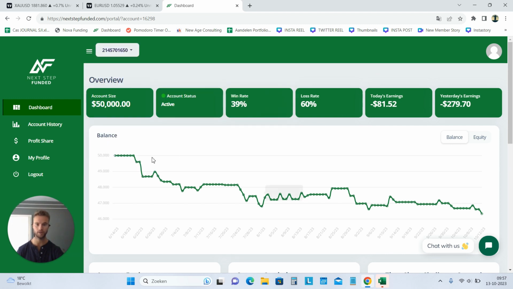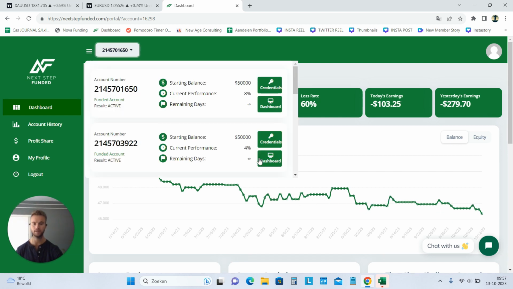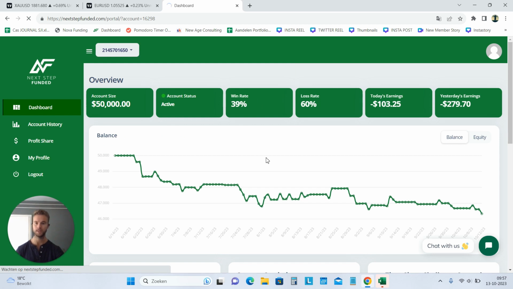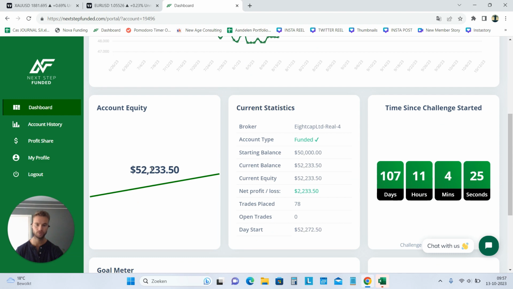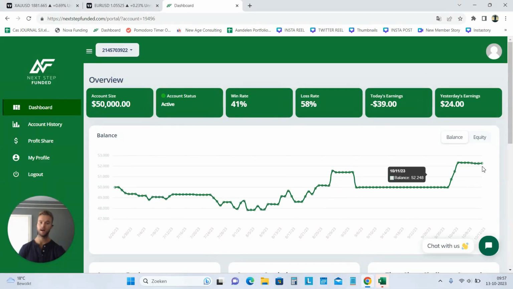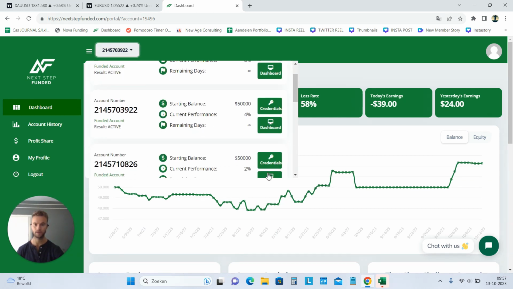So as you can see, this one account is and has been in a drawdown for quite some time right now, which is fine. It's just one of my many funded accounts. But then we go to the next one, which is this one. And this one is up to 2k, a bit more, 2k 200. And this one is ready for a payout, so I'm going to get a payout on it soon.